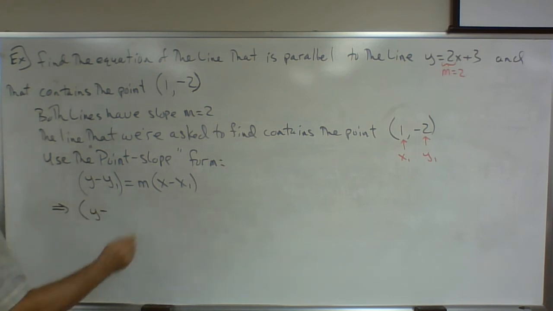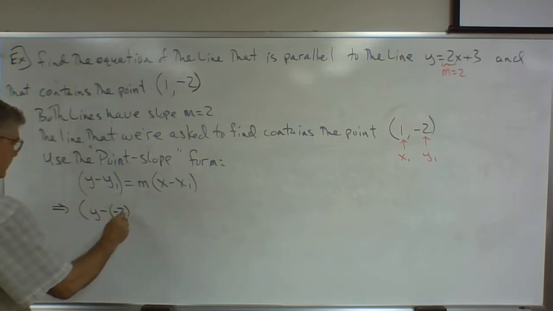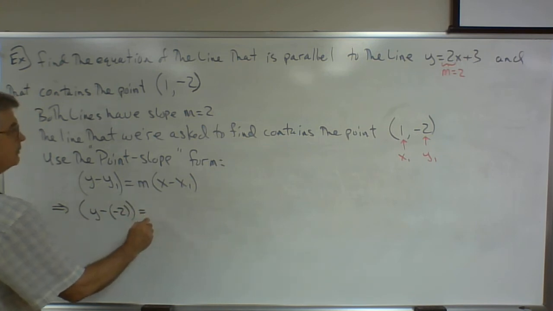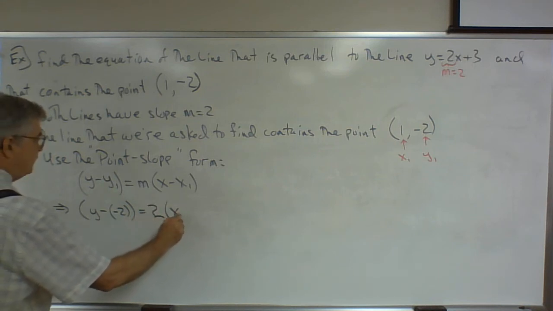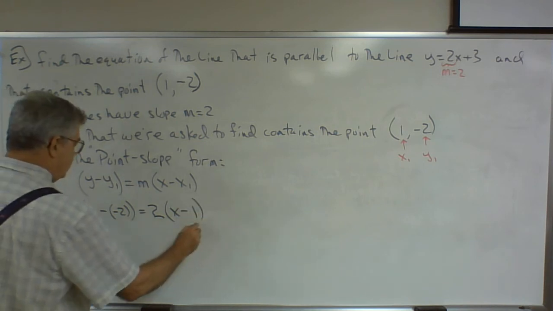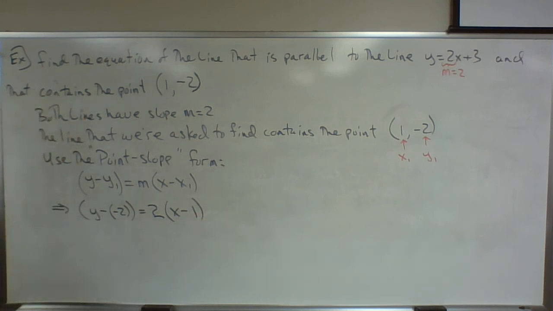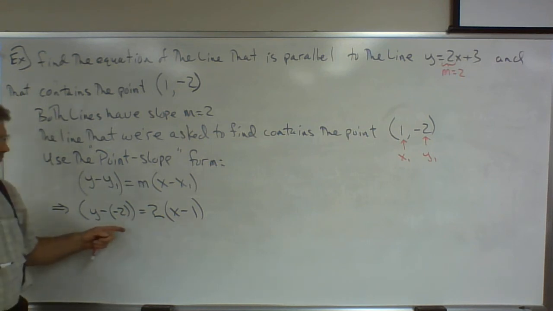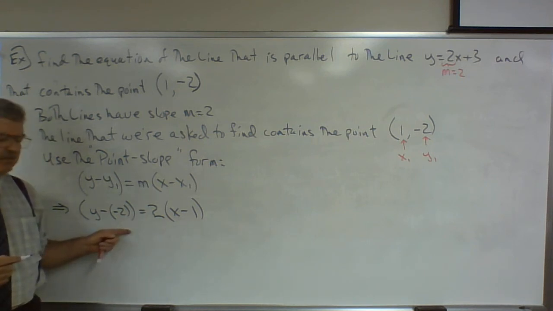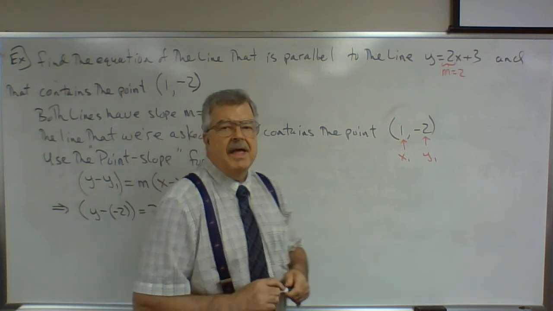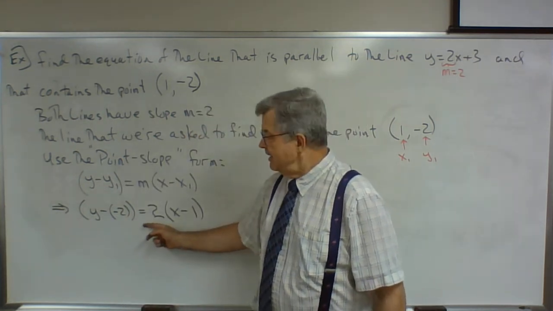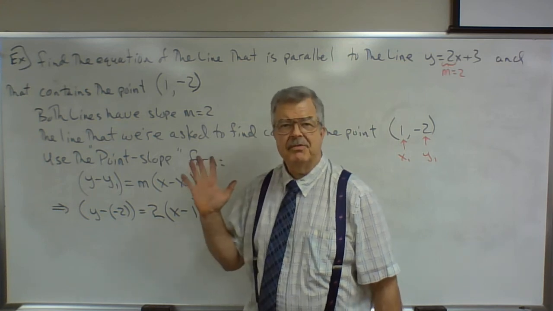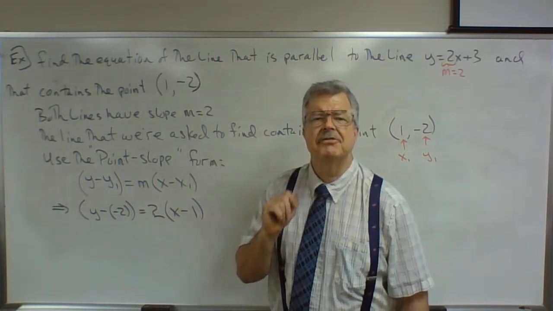y minus y1, y1 is negative 2, equals slope, and that's 2, times x minus x1, x1 is 1. Now, you know what? If we leave it like this, it's not simplified. And my math lab may not like this. But if we leave it like this, there's something nice about it. What's nice about it is this.